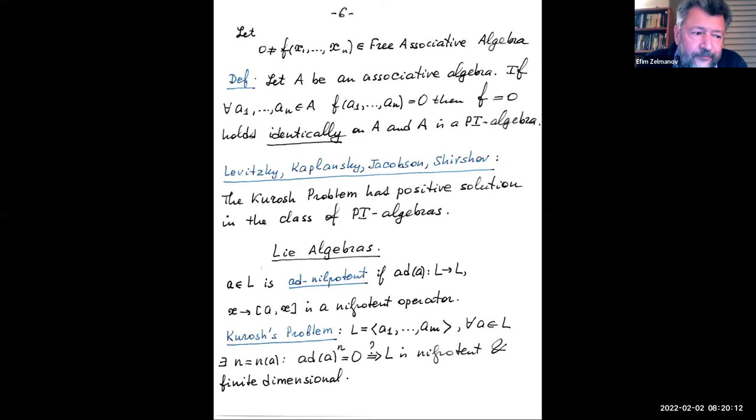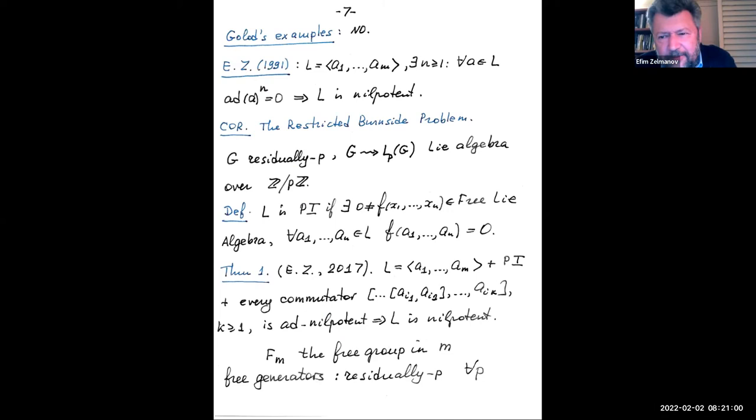In a Lie algebra, every element to the power 2 is equal to 0. So how can we define a nilpotent element in a Lie algebra? We do it as follows. An element is said to be ad-nilpotent if the adjoint operator, that is the operator of commutation with this element, is a nilpotent operator. And now we can formulate the Kurosh problem. Let L be a finitely generated Lie algebra and an arbitrary element is ad-nilpotent. Does it imply that L is nilpotent and finite dimensional? Well, the answer is no.